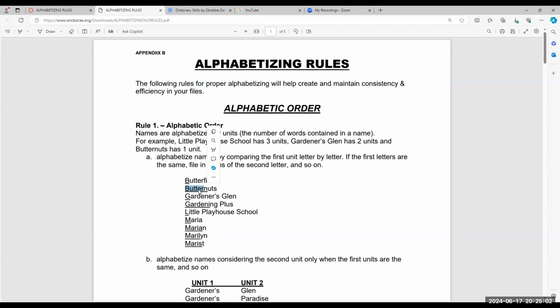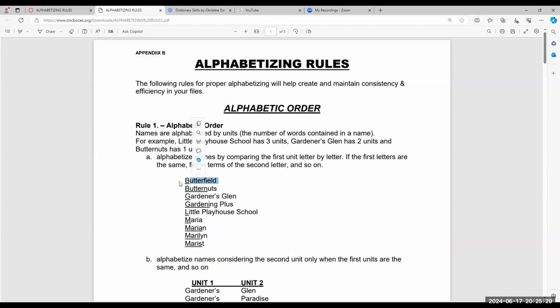Does F come before N or does N come before F? F is first. So then this word goes first. Okay? Does that make sense? So we always look at the next letter over. And that's where we put it in the dictionary. That's where you'll find it in the dictionary.